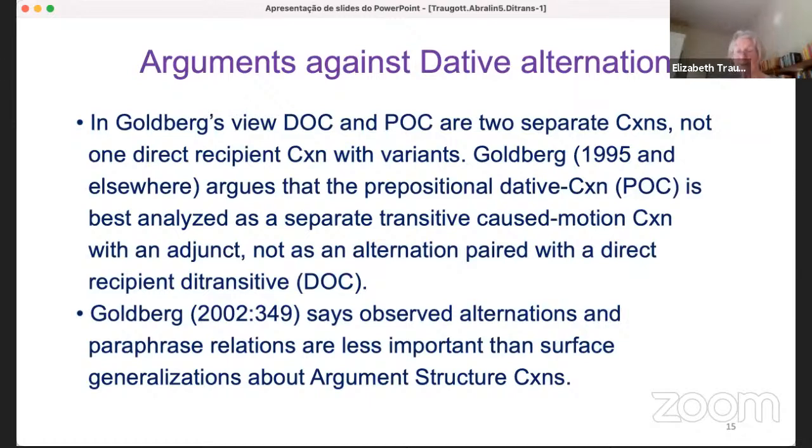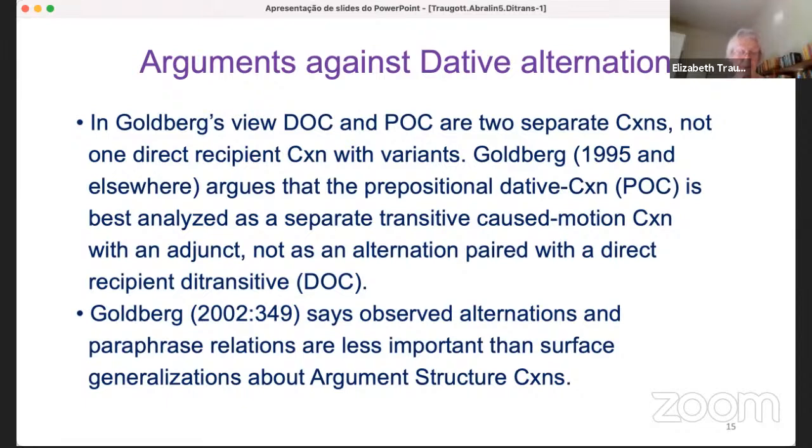Let's start with arguments against dative alternation. In Goldberg's view, the double object and the prepositional dative are two separate constructions, not one construction with variants. In 1995, she argued, and also elsewhere, that the prepositional dative construction is best analyzed as a separate transitive caused-motion construction with an adjunct, not as an alternation paired with a direct recipient ditransitive. So basically, to give a book to Jane is, in her view, a transfer to a goal. And the goal is an adjunct.